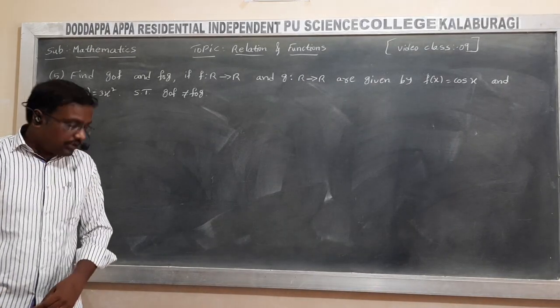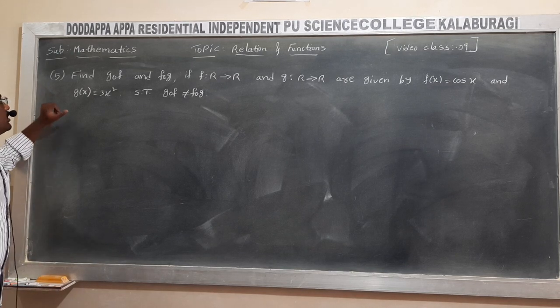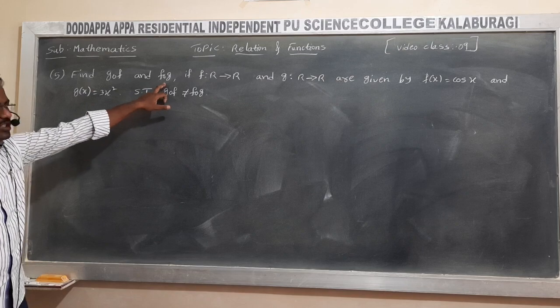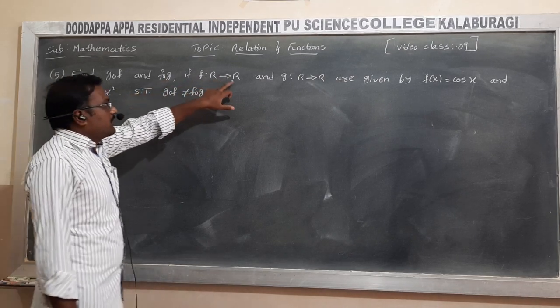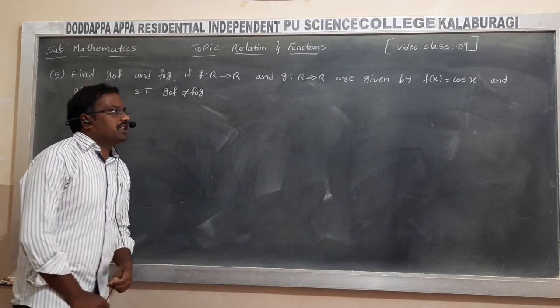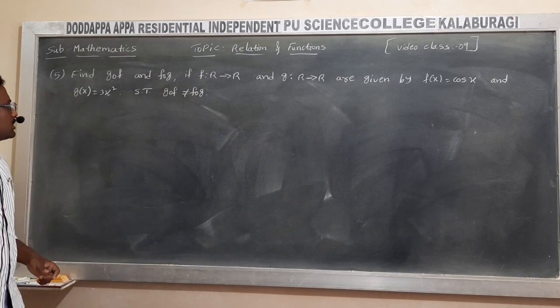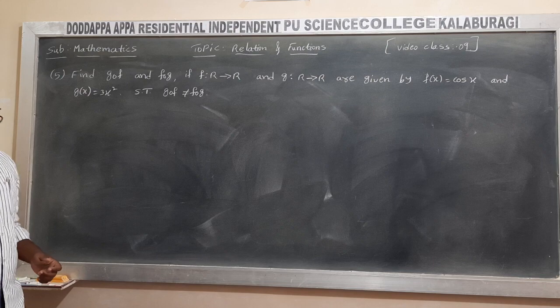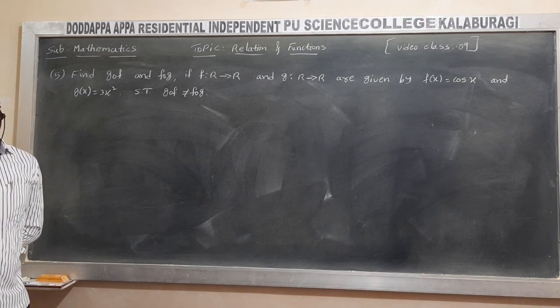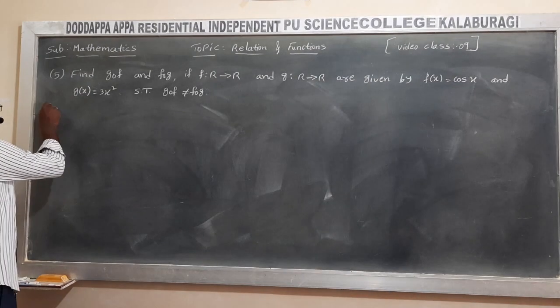Okay, we go for another problem, very important. Find g naught of f and f naught of g if f from R to R and g from R to R are given by f of x is equal to cos x and g of x is equal to 3x square, then show that g naught of f is not equal to f naught of g.